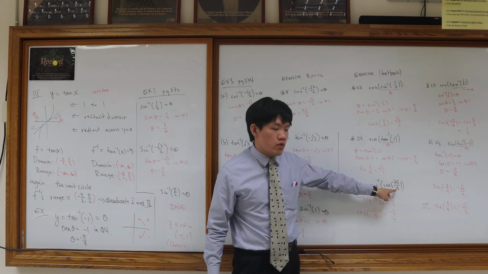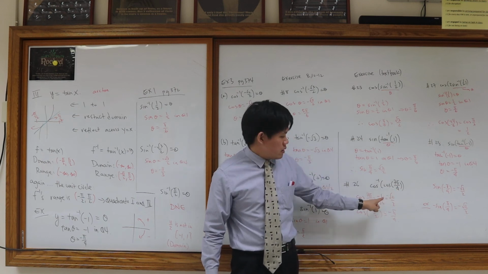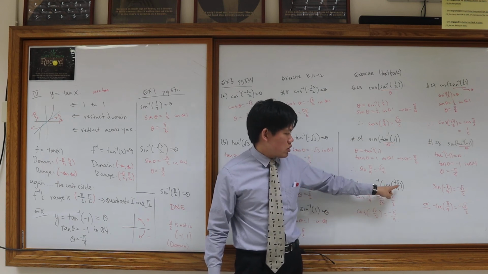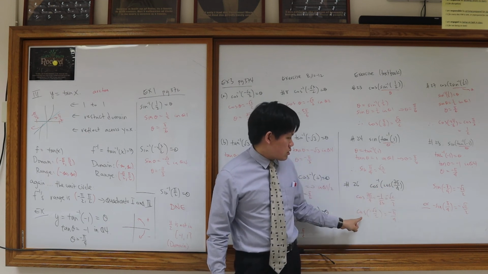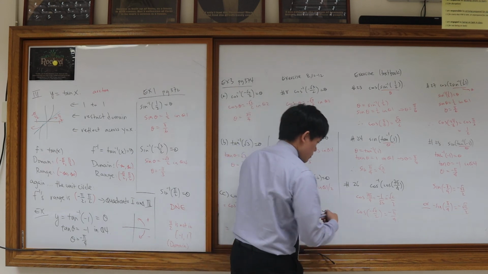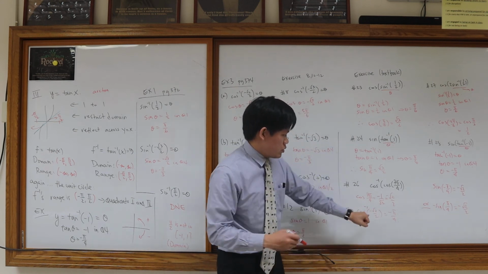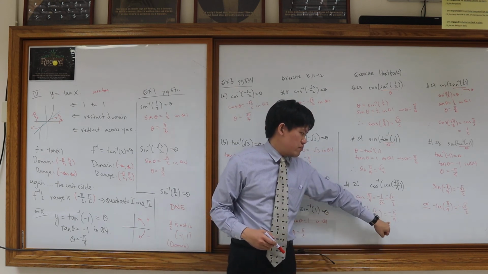So cosine of 7 pi over 4 is a very good angle. So it's going to be root 2 over 2. In this case, it's in quadrant 4. This is negative. So negative root 2 over 2. So that means arc cosine of negative root 2 over 2 is equal to negative pi over 4.